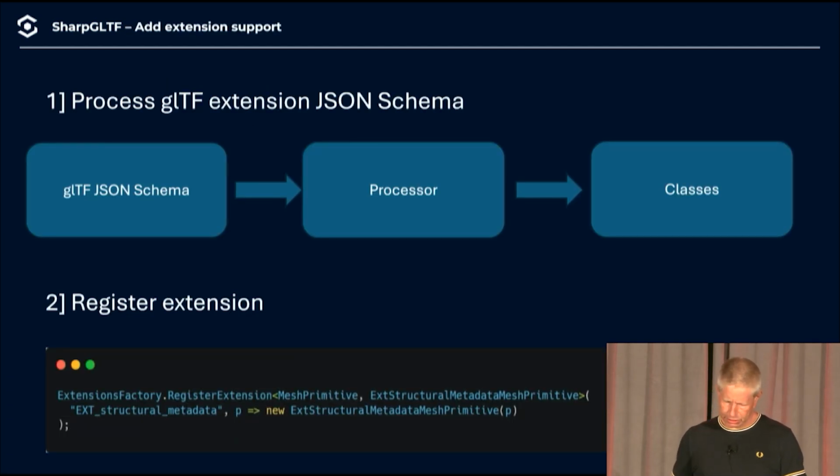Now here you can see how you can add an extension to SharpGLTF. As an input, you use the JSON schema. Those are defined. So those are the possibilities of the glTF extension. Then there is a tool called the processor, and a bunch of code is generated. And that you can use in your program. And then there is a second step, it's the registration.